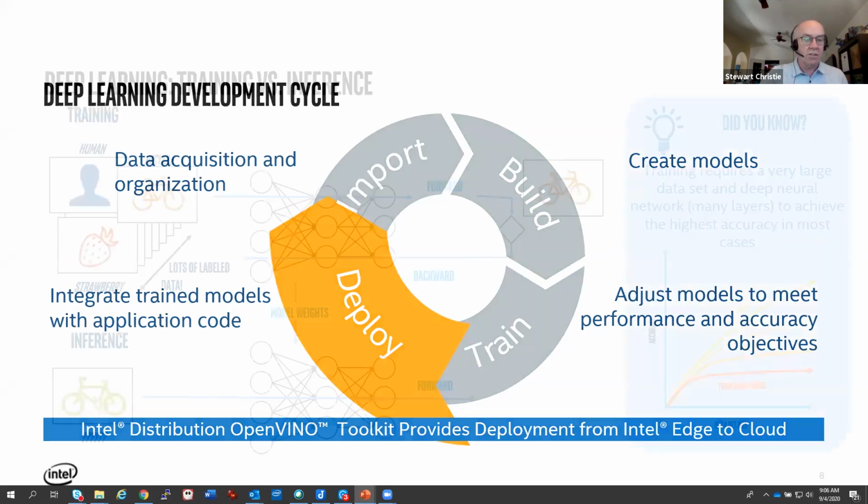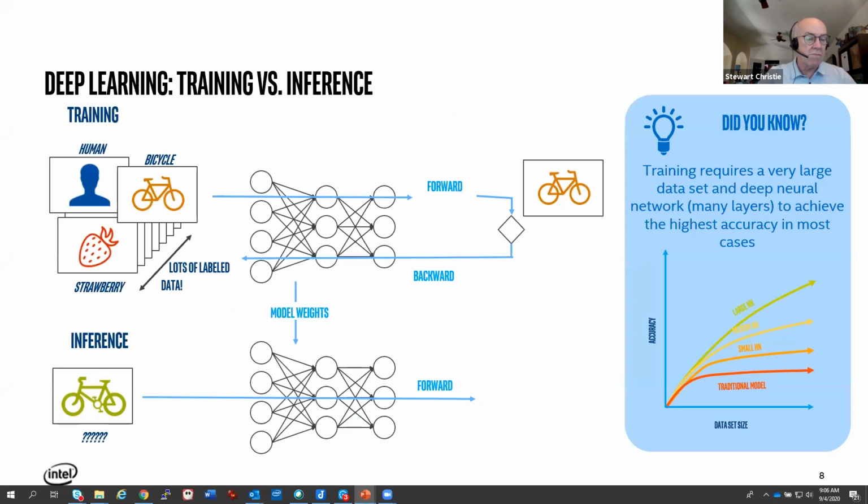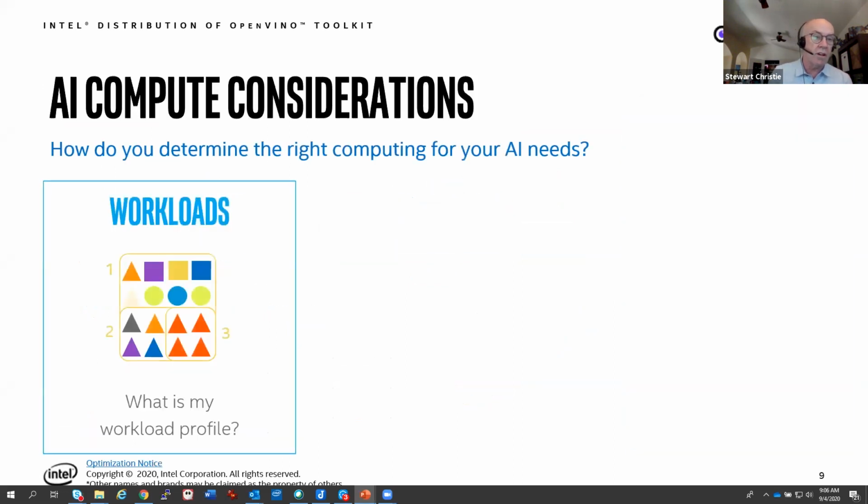So again, this is just the difference between deep learning training versus inference. OpenVINO is there for inference. We use pre-trained models, and we supply a large range of pre-trained models with OpenVINO when you download it. One of the considerations for using OpenVINO is really to figure out the workload.